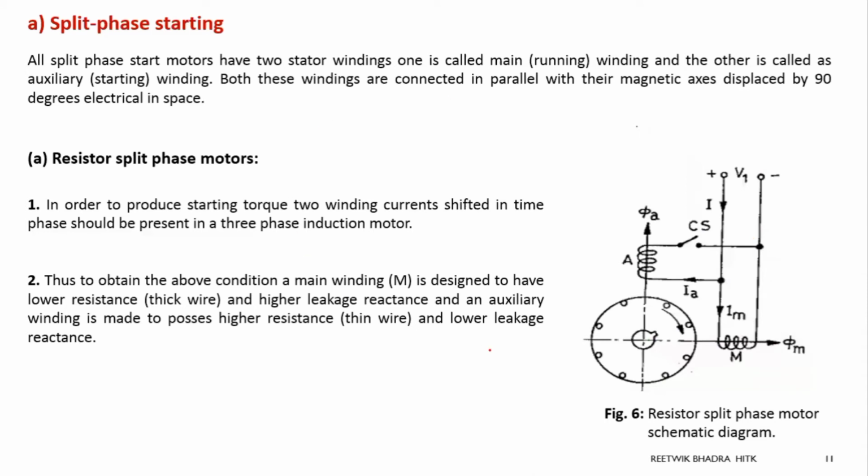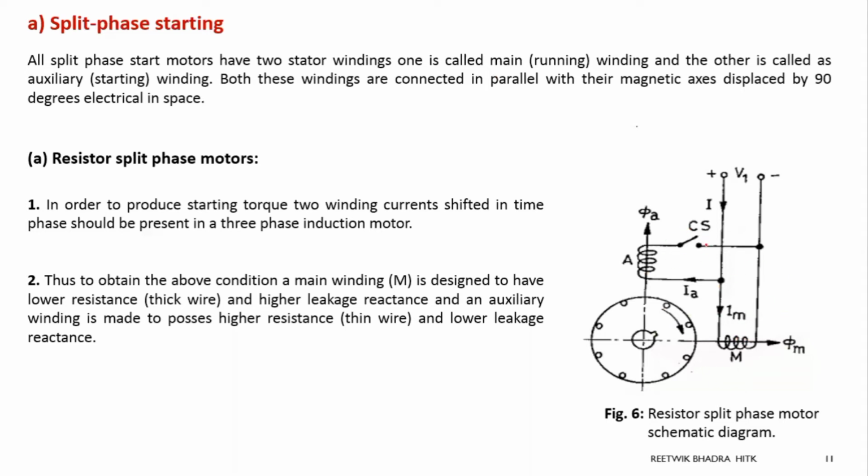These questions will come as theoretical questions, like: explain the operation of resistor split phase motor. Then you have to explain what I am saying to you. Now, the first important condition is that we have to split the two phases by using two separate windings. One is called the auxiliary winding. A denotes auxiliary, M denotes main. The auxiliary winding is also called the starting winding. The main winding is also called the running winding.